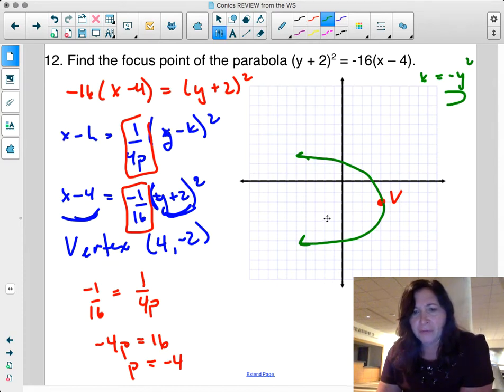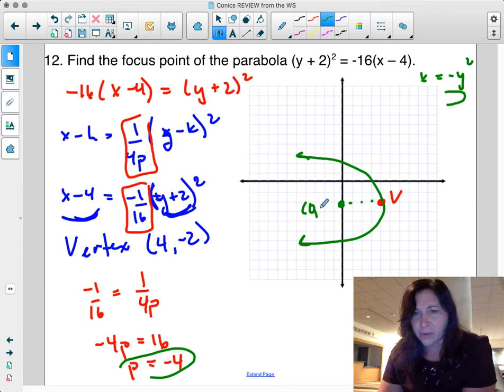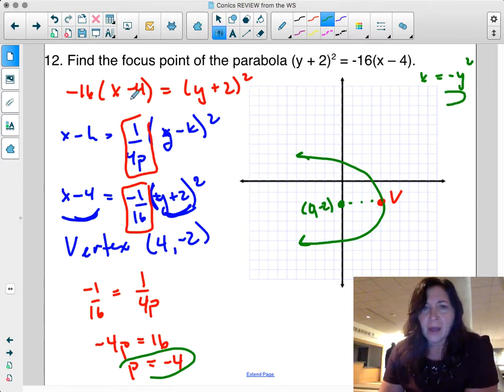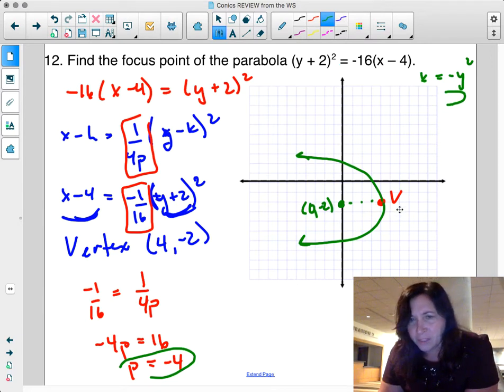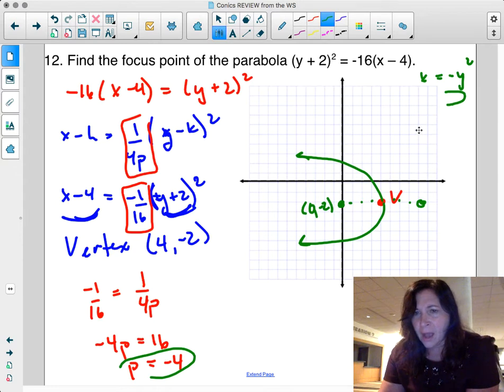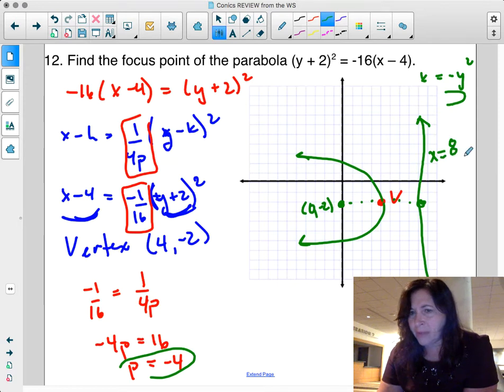Additionally, from here, because my p is negative 4, that means I'm going to go negative 4: 1, 2, 3, 4. That point right there, at 0, negative 2, that's my focus point, okay? Just so you know, if I had gone 4 the other way, I wouldn't get a point there, but I would actually get this line right here. That's a directrix. And just so you know, we went over 4 and 4 again. So the equation of my directrix would be x equals positive 8.